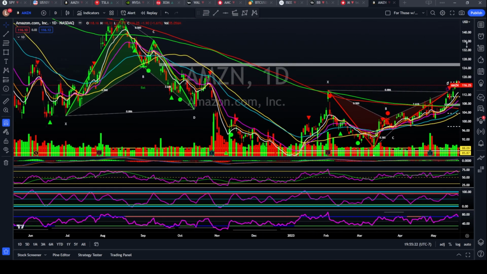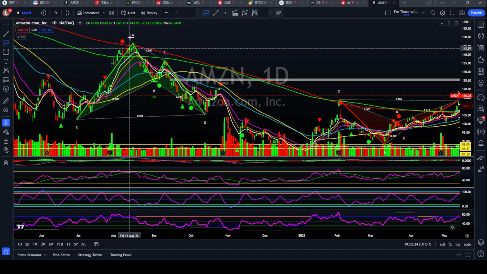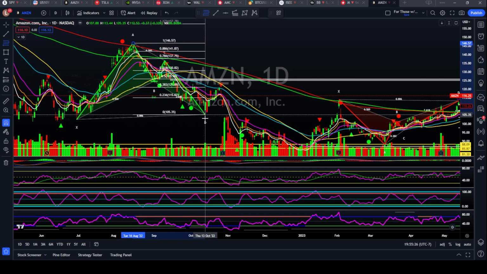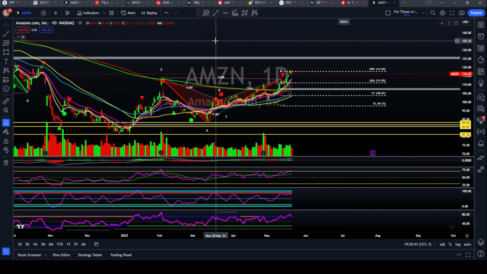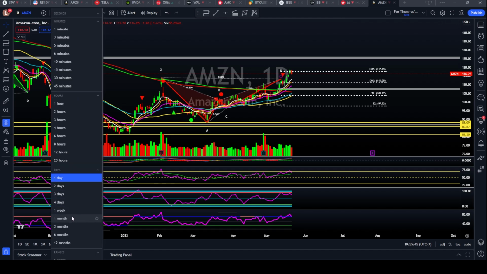So if we go back and look at this previous harmonic pattern, this bat pattern, the 382 here is at 121. This is the next target I think Amazon goes to if it closes above 118. You have that 121.09 and then that gap fill, and then the 618 here at $130.82. So definitely we'll keep an eye on Amazon here for more continuation to the upside.